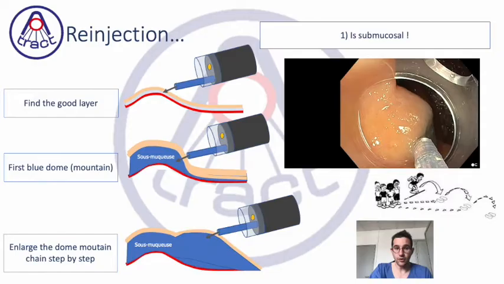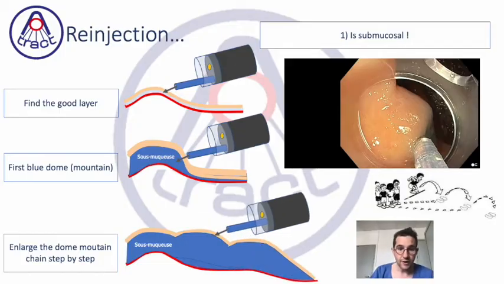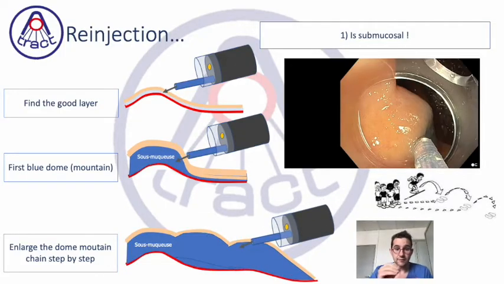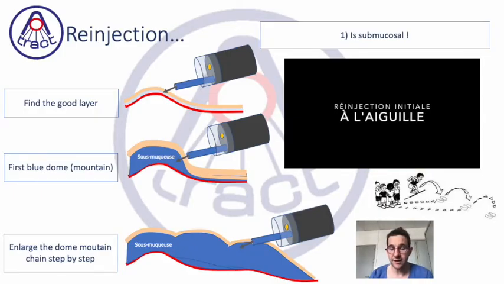So you will do a first mountain, then inject in the side of the mountain in order to create a second mountain, and after a third mountain, etc. If you inject in an area without any injection before, it will be more difficult to reach the good layer every time. If you enlarge your injection from areas which are already injected, you will save time and do less hematomas.